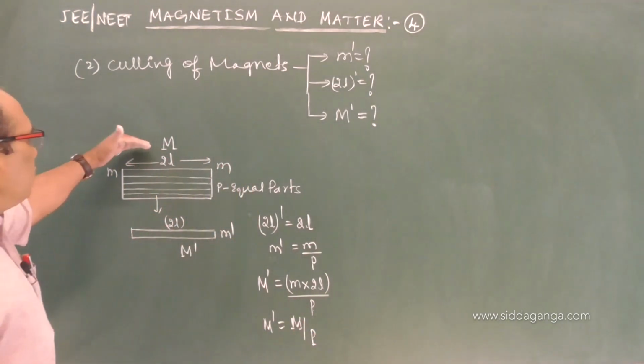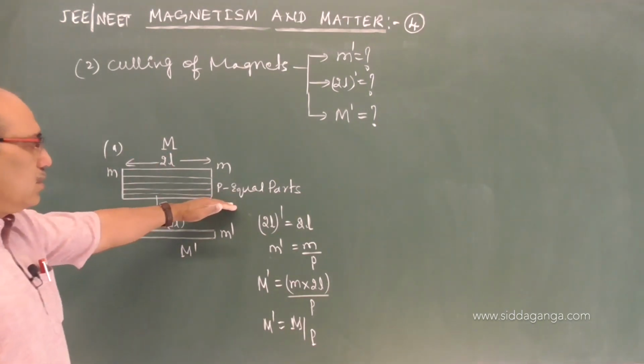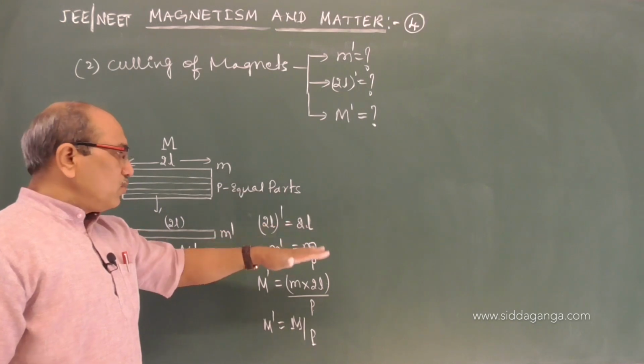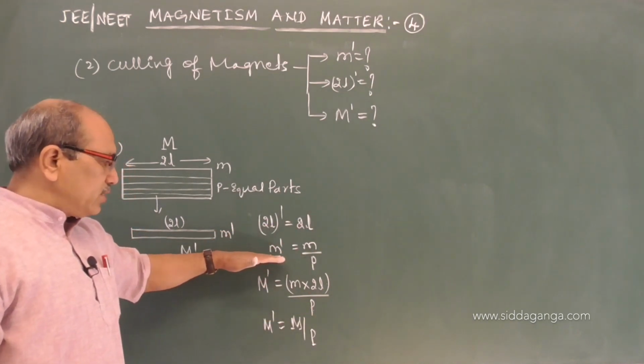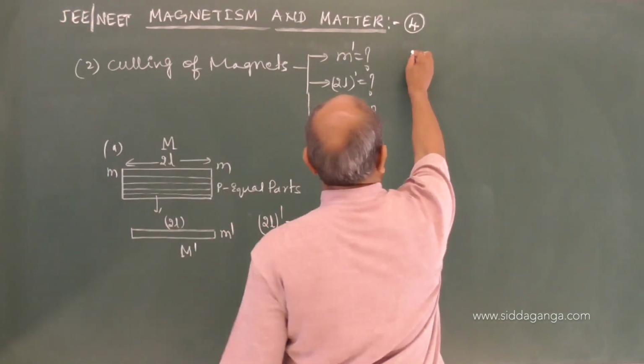If you cut the bar magnet along the axis into P equal parts, the length is the same, the pole strength decreases by P times and the moment decreases by P times. That is one case I have taken.